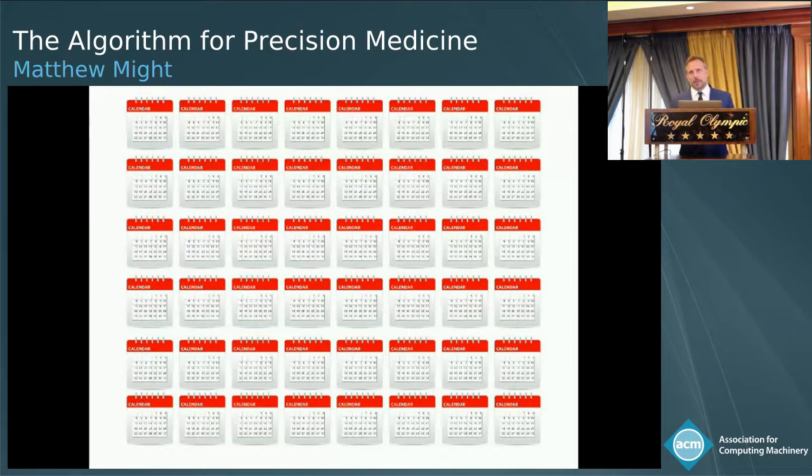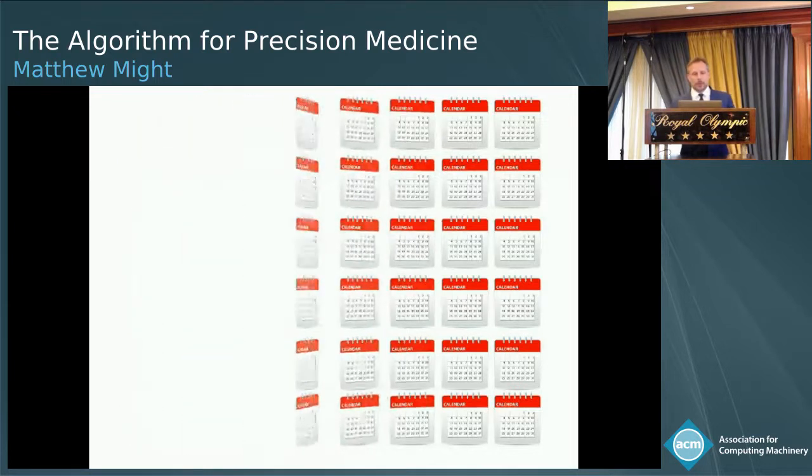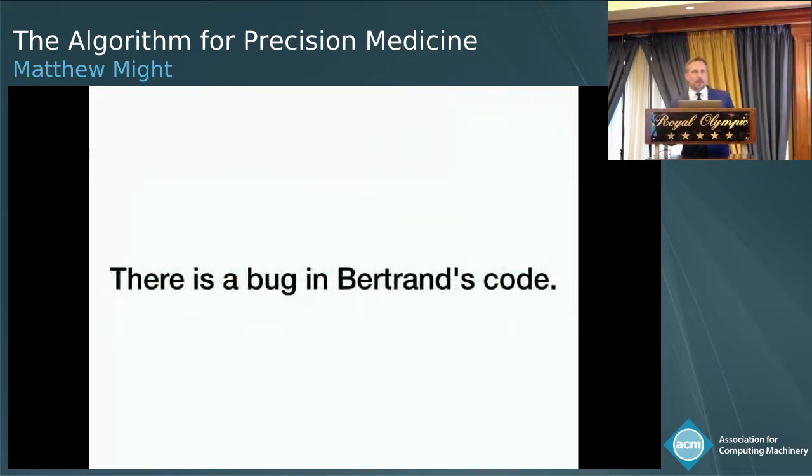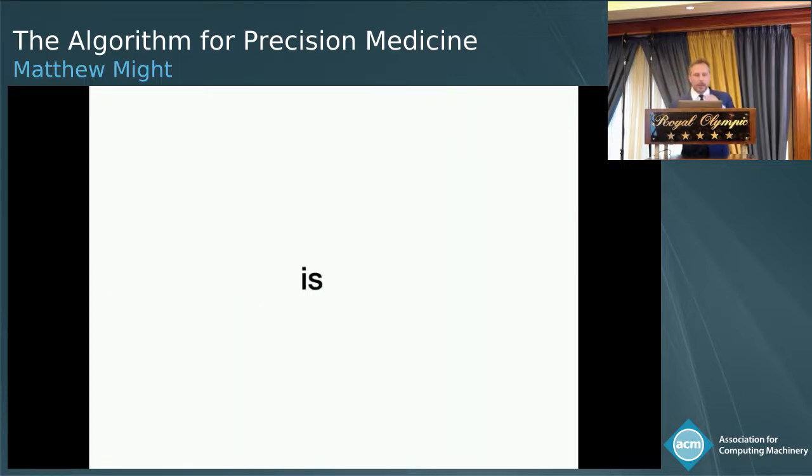And at this point, honestly, by a year and a half, I realized that there was some kind of bug in Bertrand's code. Most people agree this looked like a genetic disease of some kind. And the question was, where is the bug? Where is this typo in the source code?